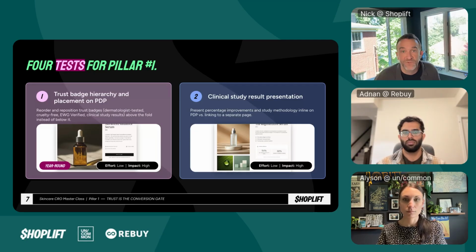And so actually just testing the hierarchy of the information on the PDP can have a huge lever on conversion. Clinical study result presentation, presenting almost like light case studies on PDPs. A lot of your products have been studied, and you might have pages or blog posts that talk about the findings of those studies. But can you tease those things, especially with numerical information on the PDP? Maybe it links off page so people can go deeper if they want to, but often just seeing those signals can drive significant conversion lifts.